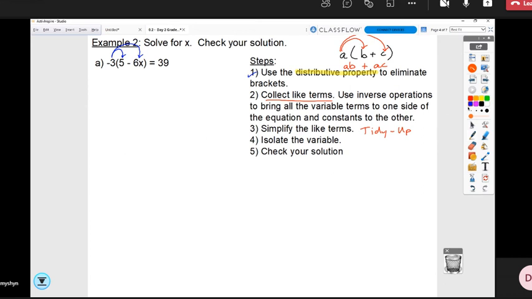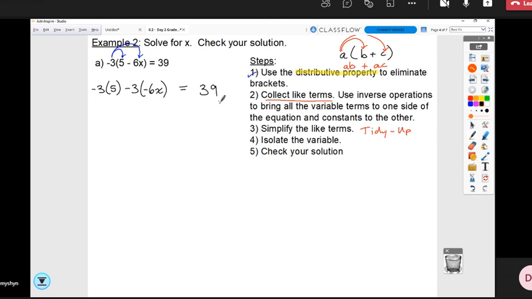So really what happens? What does this turn into? Well, we're doing -3 times positive 5. That's the first jump. The second jump is negative 3 times negative 6x. That's the second jump. And all of this is equal to 39. Some of you might not even write that step because you got so confident and comfortable with the distributive property last year that you don't need that step. And you don't have to show it. But I just wanted to show you that this isn't coming out of nowhere.